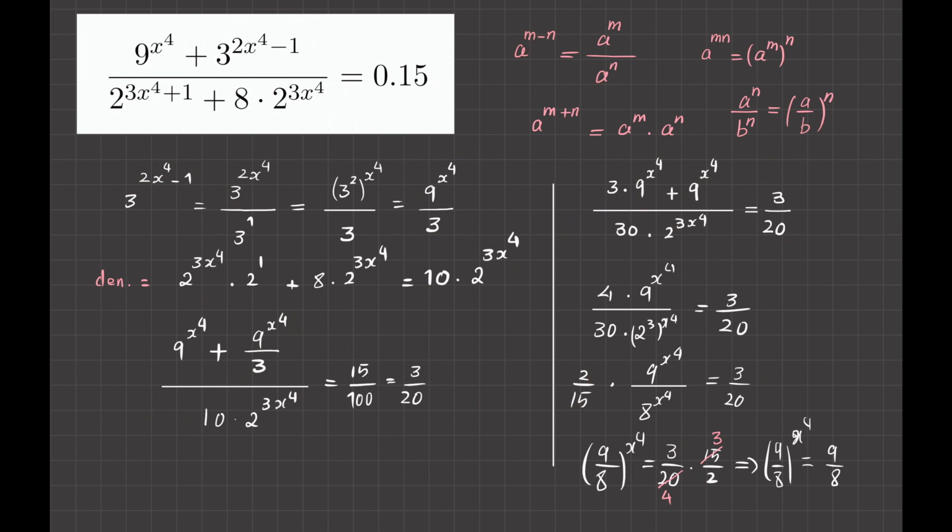But now look, 9 over 8 to some power which we don't know is supposed to be equal to 9 over 8 itself. So it means there is only one possibility for the exponent. The exponent should be 1. So this means that x to the power of 4 is 1. There are two answers, of course. What numbers are there so that when you raise them to the fourth power it becomes 1? One answer is of course 1, the other answer is minus 1. And these are the answers to this problem.